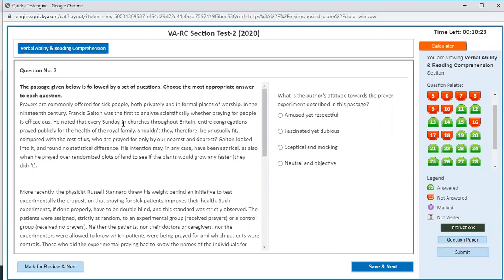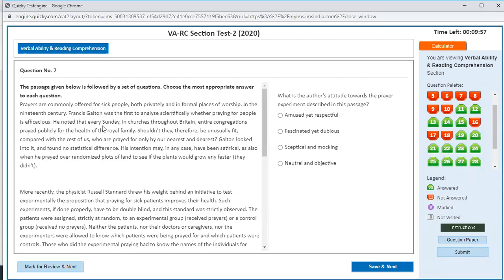offered for sick people, both privately and in formal places of worship. Okay. In the 19th century, Francis Galton was the first to analyze scientifically whether praying for people is efficacious. Okay. तो ऐसा लग रहा है कि ऑथर क्वेश्चन करने वाला है प्रेइंग की ऑथेंटिसिटी पे. उसने फ्रांसिस गैल्टन का एग्जांपल दिया है, who was the first one to analyze scientifically whether praying for people is effective or not. Efficacious means भैया सही में काम करता है कि नहीं.